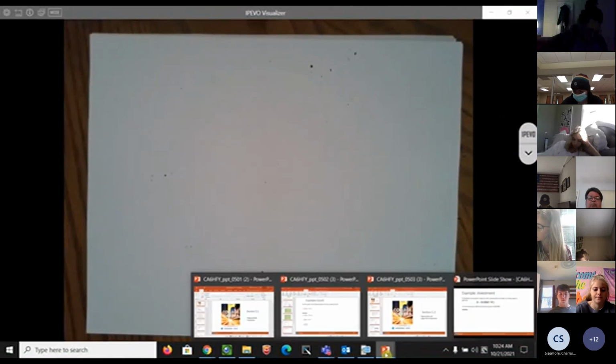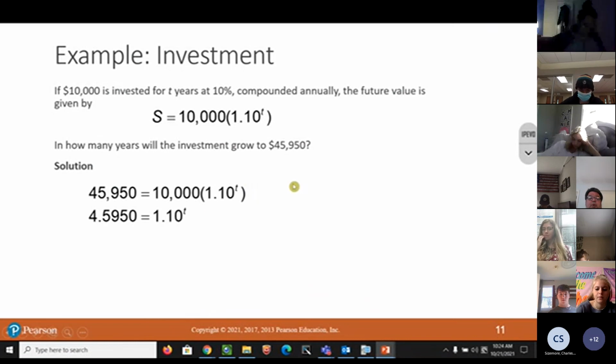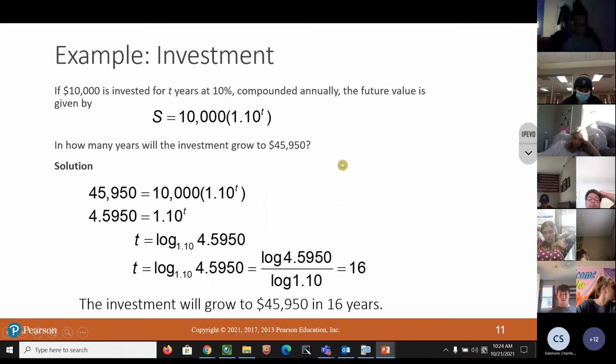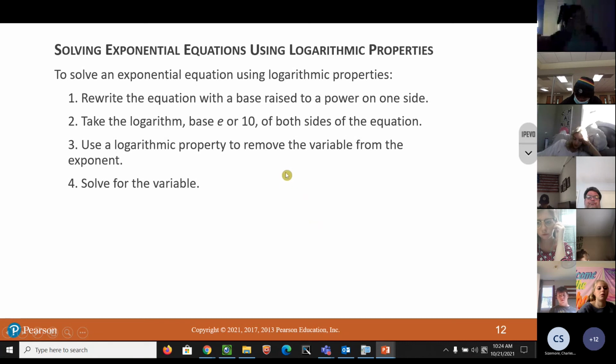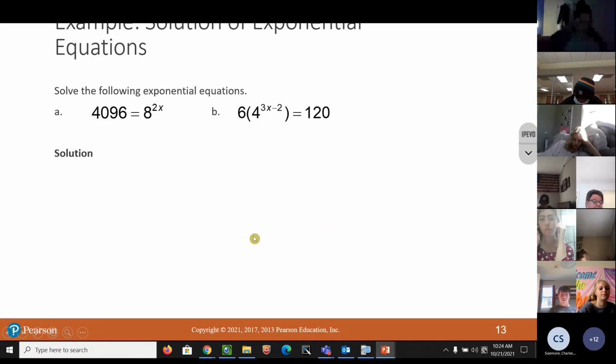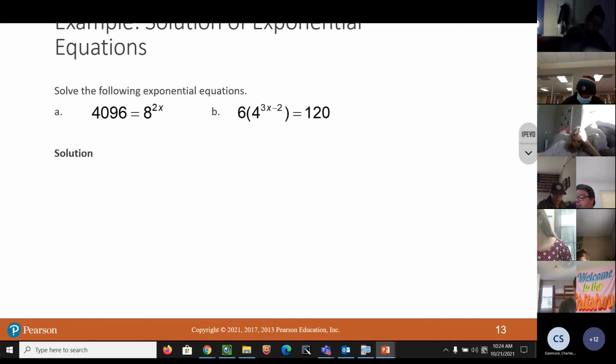All right, let's try another one. Let's see what's next. Let's see if they got 16 years. Yep. All right, here we go. Test questions. Write these two down. 4096 equals 8 to the 2x. And 6 times 4 to the 3x minus 2 is equal to 120.